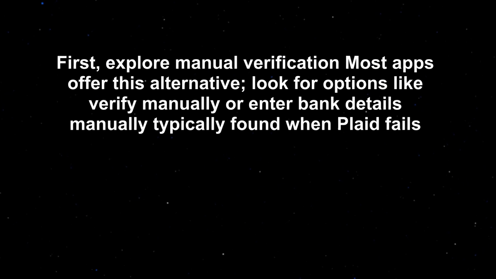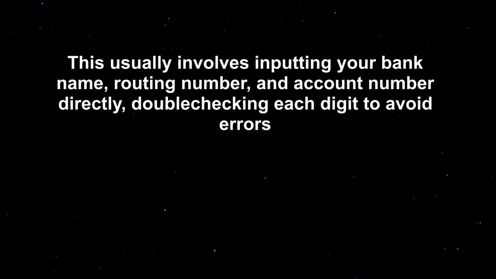First, explore manual verification. Most apps offer this alternative. Look for options like verify manually or enter bank details manually, typically found when Plaid fails. This usually involves inputting your bank name, routing number, and account number directly, double-checking each digit to avoid errors.